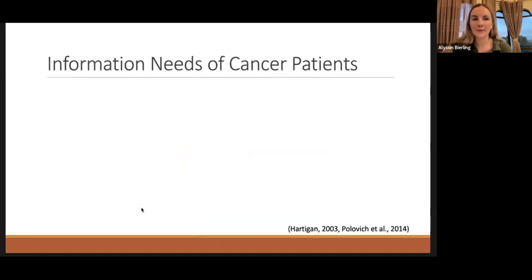So what are some information needs of cancer patients? What do you guys think are things that we need to be talking to our patients about and educating our patients on? If anyone's able to either type in the chat an information need that they can think of, or unmute and share an information need, that would be great.